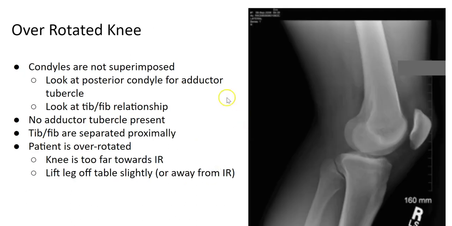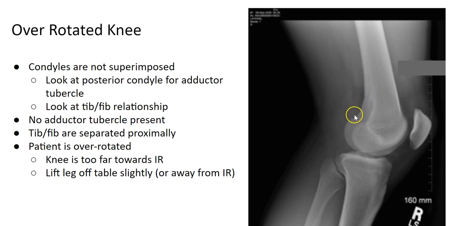Okay, what about an over-rotated knee? Let's look at that. So I take my lateral knee, I'm looking at it, and the first place your eyes should go is the femoral condyles. And I can see here's one condyle, here's another condyle. So my condyles are not superimposed. I have to repeat this. I have to determine, is it under-rotated or over-rotated, so I can correct my positioning before I make my next exposure.